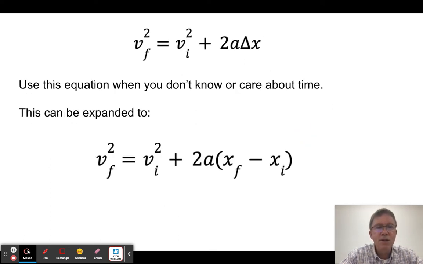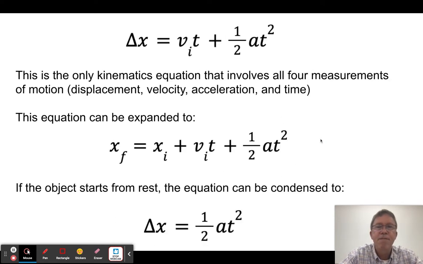Now this one here looks a little intimidating, but it's a super useful equation. If you look at it, I have final velocity squared equals initial velocity squared plus 2 times the acceleration times the displacement. Now notice what's not here: time. So this is the kinematics equation that I'm going to go to if I am not told anything about time or asked anything about time. And it could be expanded. I could just take that delta and change it into this, okay?